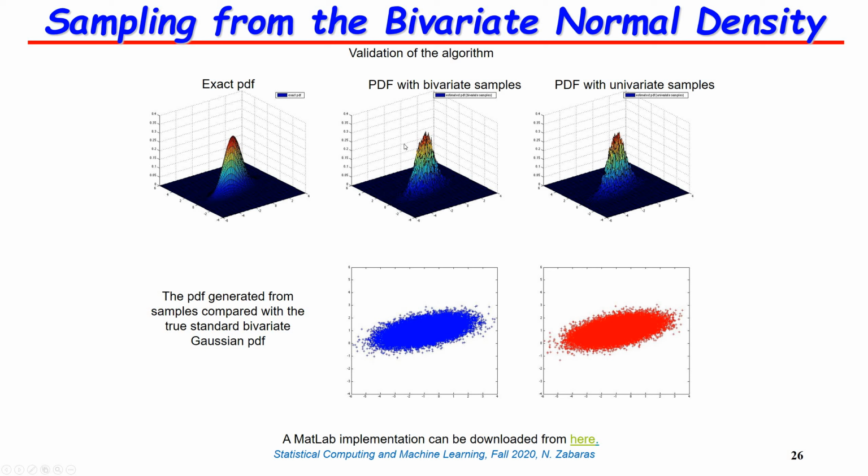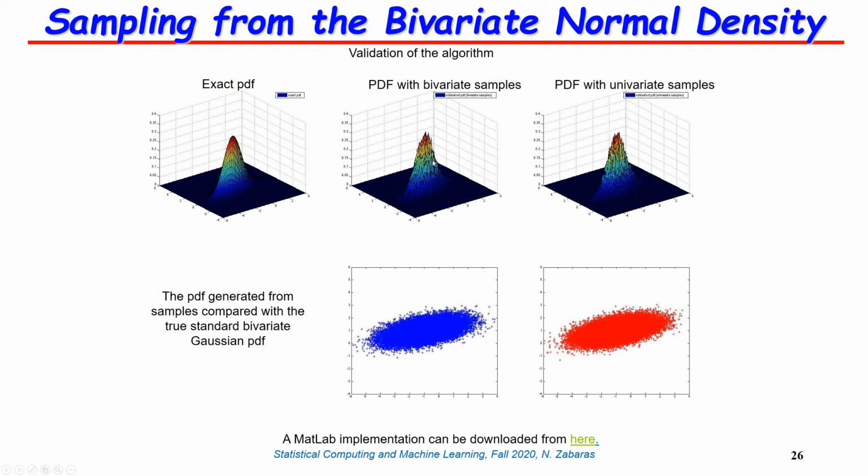And this histogram that says PDF with bivariate samples is using the routine in MATLAB that gives you samples directly from the multivariate Gaussian. That's the function, if I remember, MVN RND, right? Multivariate normal random variable, MVN RND. So this gives you bivariate samples directly.